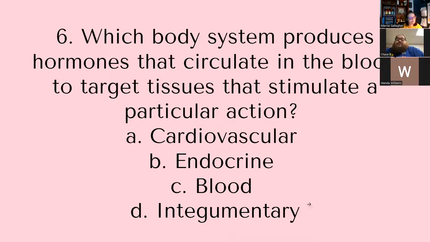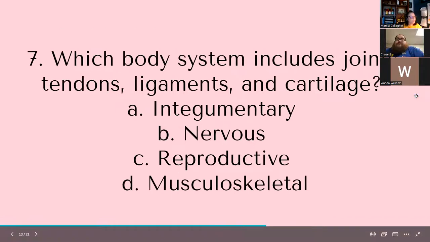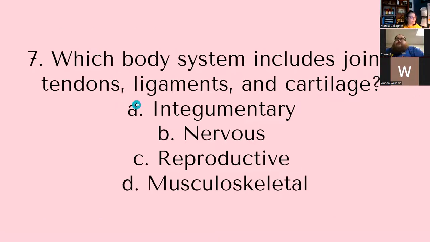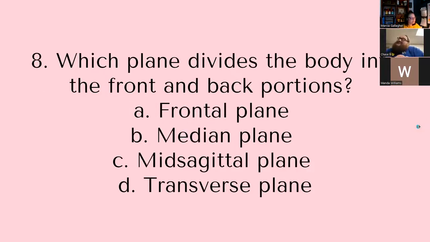All right. Number seven. Which body system includes joints, tendons, ligaments, and cartilage? Integumentary, nervous, reproductive, or musculoskeletal? Musculoskeletal. Yes, I agree. I think we got that one right, Chase, for sure. That was a pretty easy one to get right.